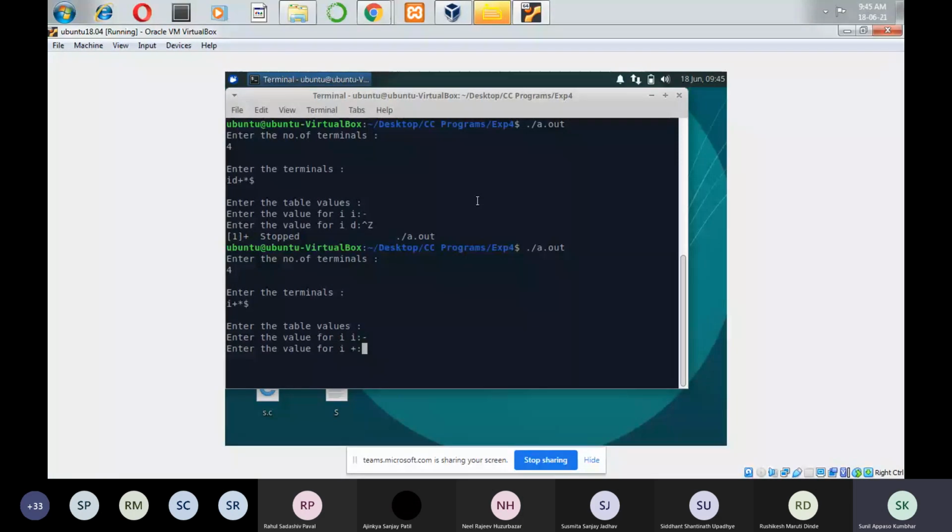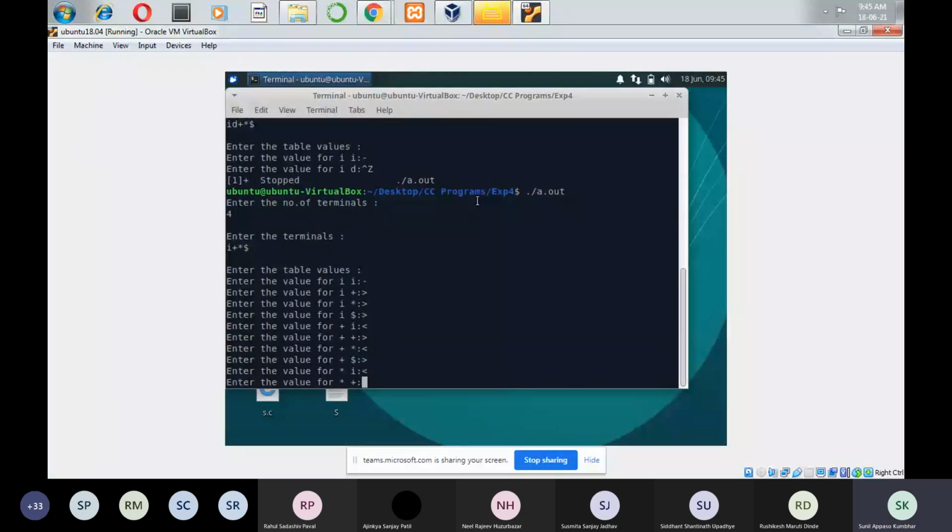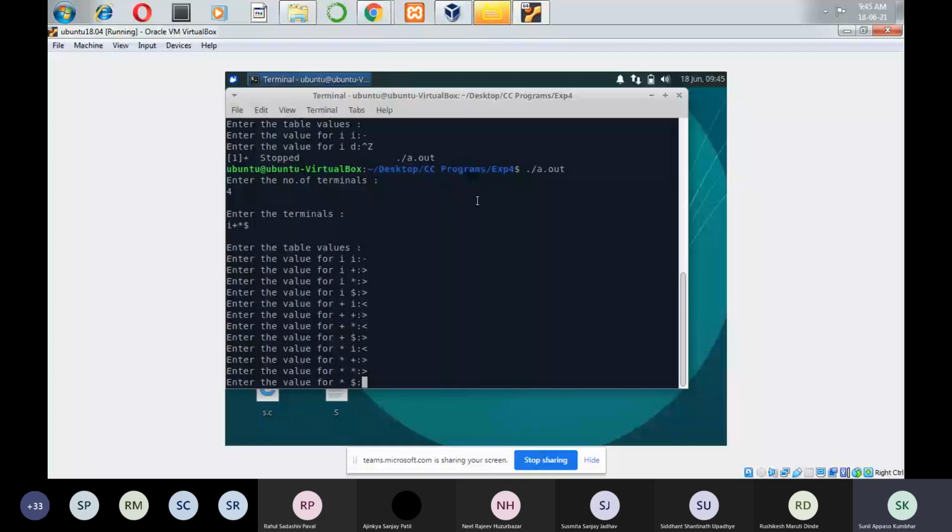So for I I don't have any. What is the relation between I and plus? I has a higher precedence. Then I and star, again I has a higher precedence. So now plus and I, yes, plus and I has higher precedence. Plus and plus, left side plus has higher precedence. Plus and star, again plus has a higher precedence. Again ID has a higher precedence. And again like this, you can just enter all the values.